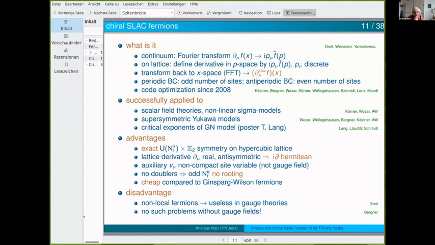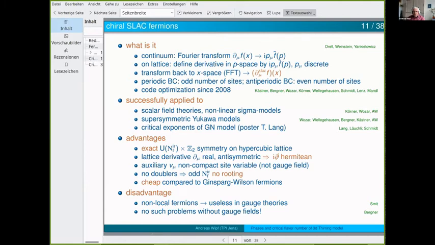Now, the auxiliary field in our case is a non-compact site variable. It's not a gauge field, which is an advantage. We don't have any doublers, so we don't need any rooting. And actually, the SLAC fermions are long range, but if you optimize the code, it's very cheap now. It's almost as fast as naive fermions. It's faster than Wilson fermions now in our code. So it's very efficient.